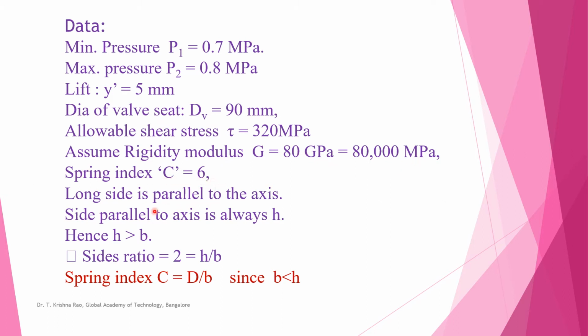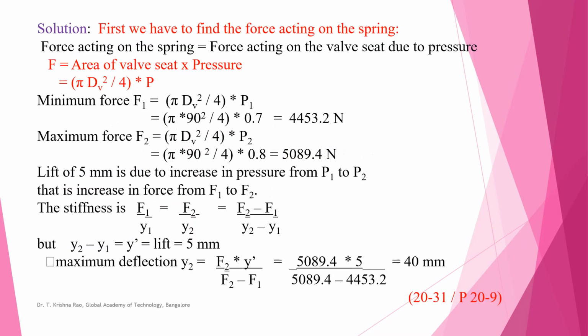Spring index C. Long side is parallel to the axis. The side parallel to the axis is always H. So H is the long side. H is greater than B. Therefore the sides ratio equal to 2 is H by B. Since B is small here, spring index C equals D by B. This denominator should always be small. Suppose if H is small, then it becomes D by H. Since here B is smaller than H, spring index is D by B. Smaller value in the denominator.